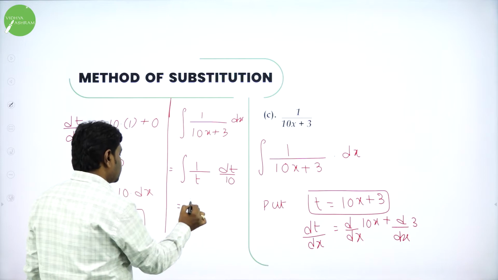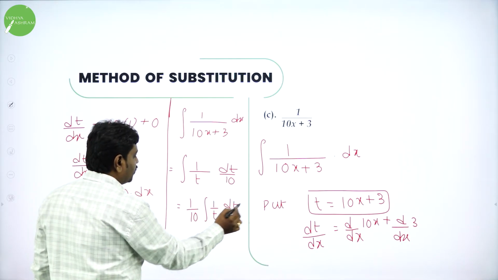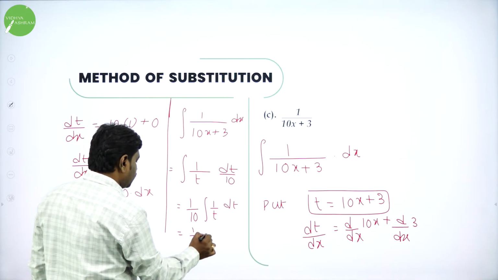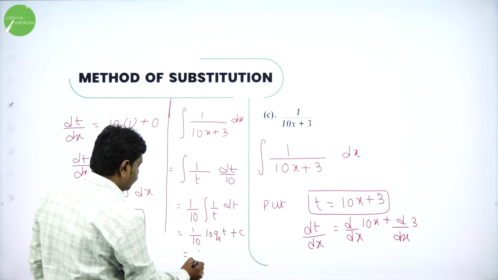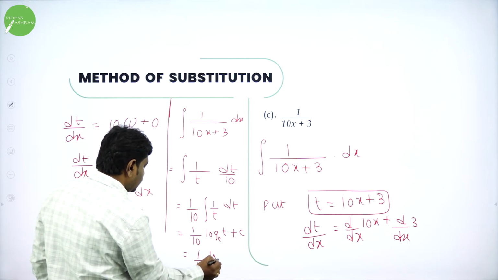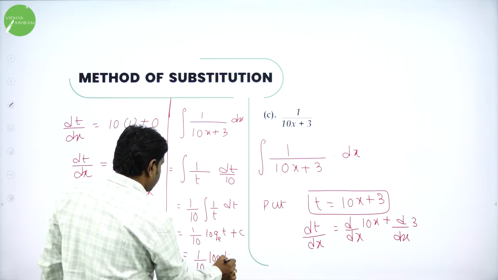You know 1 by 10 is a constant, take it out. Integration of 1 by t dt. What is the integration of 1 by t? Log t. So it becomes 1 by 10 log t plus c. And substitute the value of t: 1 by 10 log, what is t? t is 10x + 3.